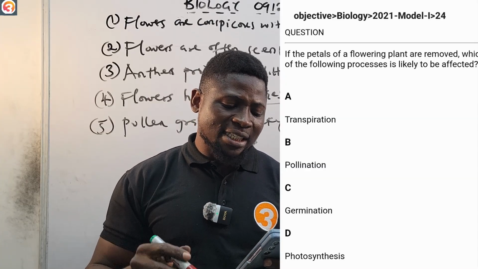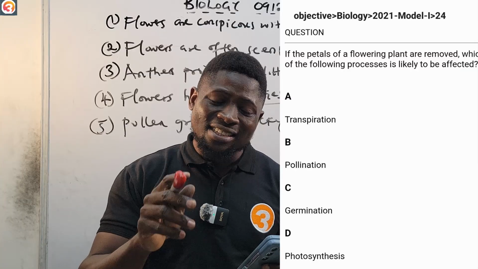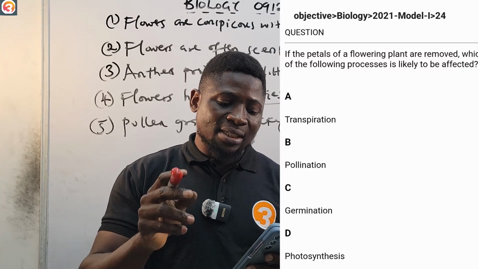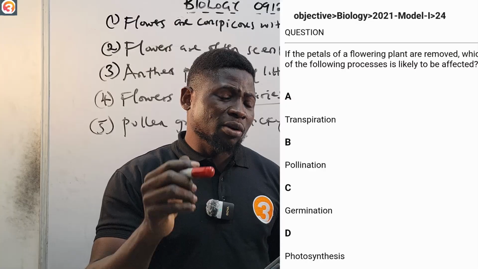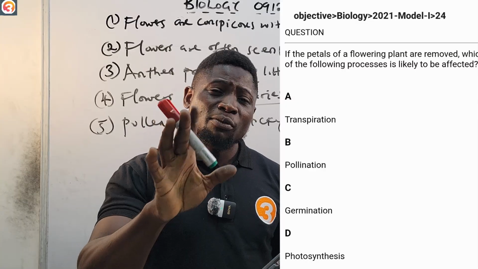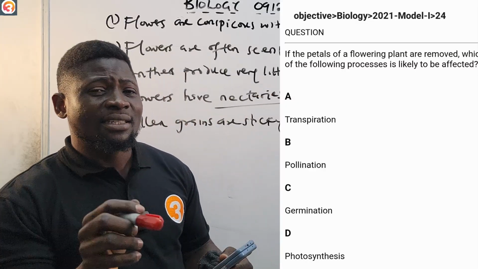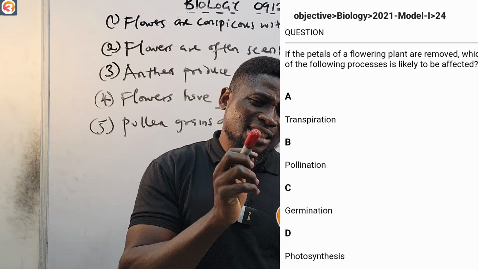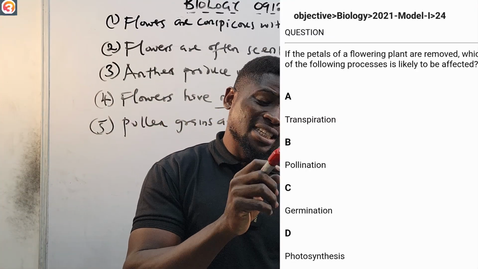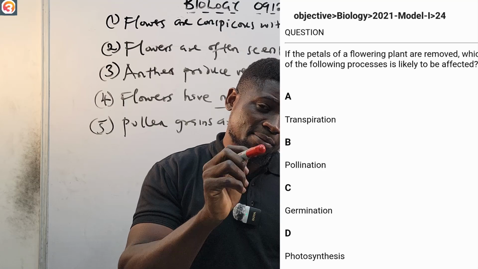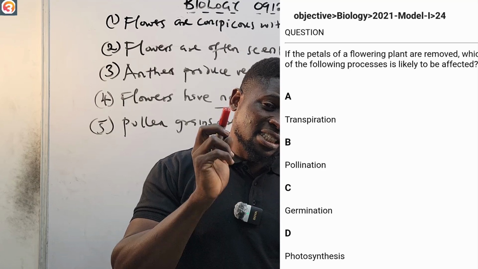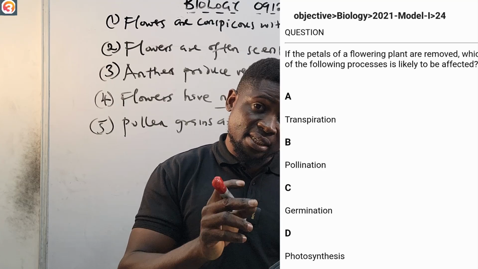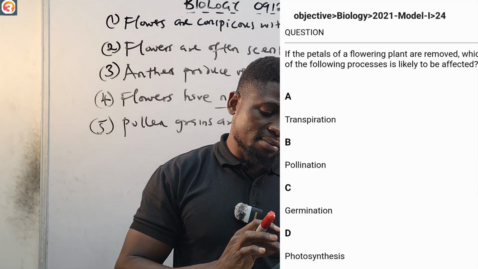2021, number 24 says if the petals of a flowering plant are removed, which of the following processes is likely to be affected? You know that brightly colored petals are very, very important. Now if the petals are removed, which of the following processes is likely to be affected? A say transpiration, B say pollination, C say germination, D say photosynthesis. So tell me the answer in the comment section.